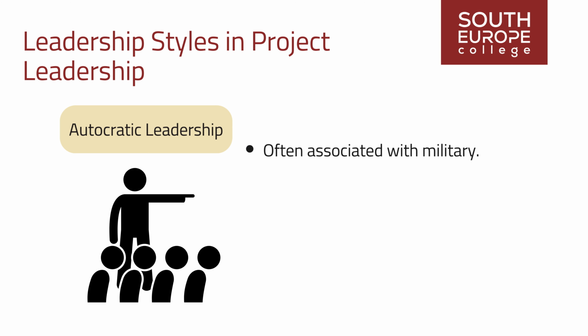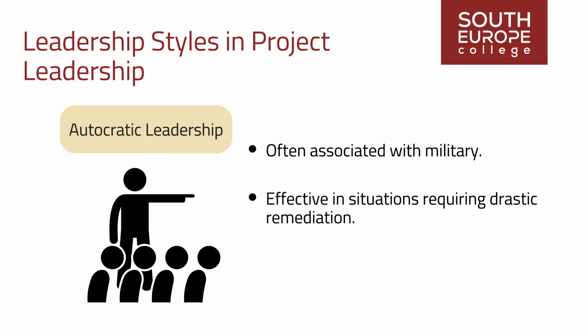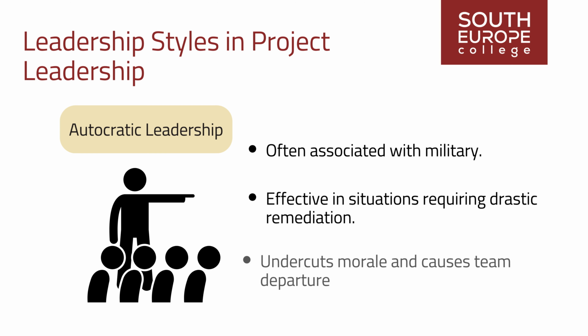Classically used by the military and often portrayed across media, authoritarian leadership is most effective when a team is in crisis or drastic remediation is needed, because it relies heavily on criticism and rarely focuses on achievement. It can undercut morale and cause some of the best team members to seek options elsewhere. In most organizational structures, it's best to avoid this leadership style or to implement it only temporarily.